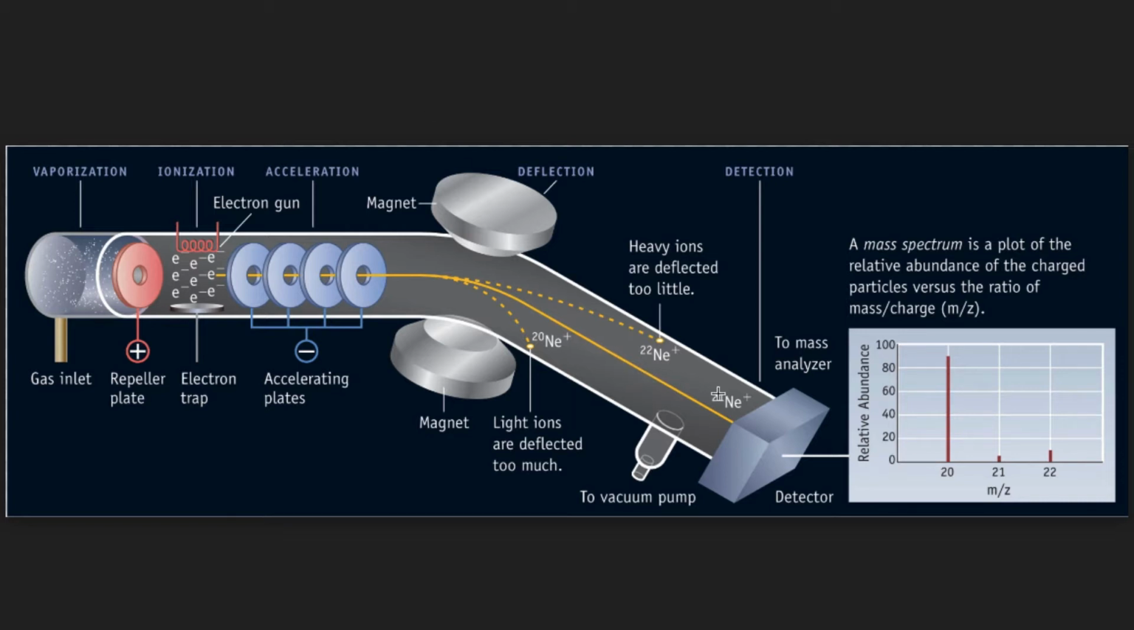So take a look at the three we've got here. We've got neon-20, which would be the lightest of the three, neon-21, which would be in the middle, and neon-22, which would be the heaviest of the three. And perhaps not surprisingly, you notice that as those elements try to take the corner, the light one takes the corner too quickly. The heavy one can't quite turn enough, it's too massive, and it collides into this side. In other words, it doesn't turn quickly enough. And the Goldilocks element, neon-21, makes it through perfectly and collides with the detector.